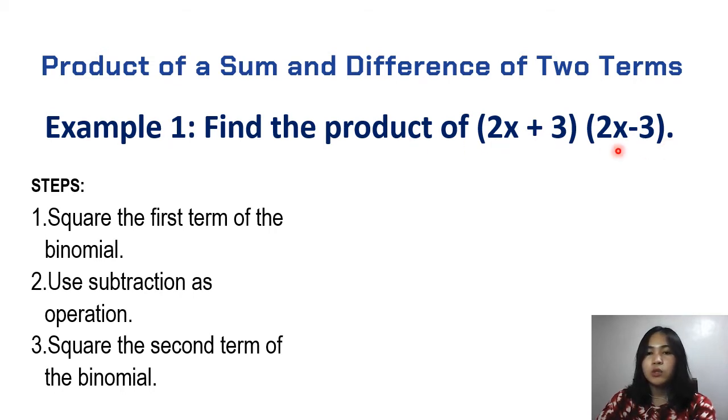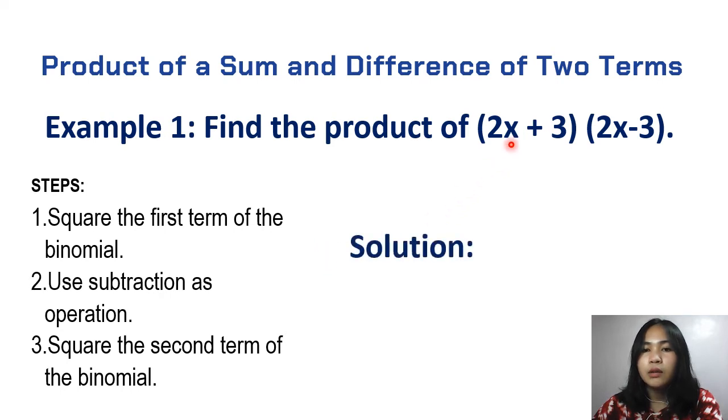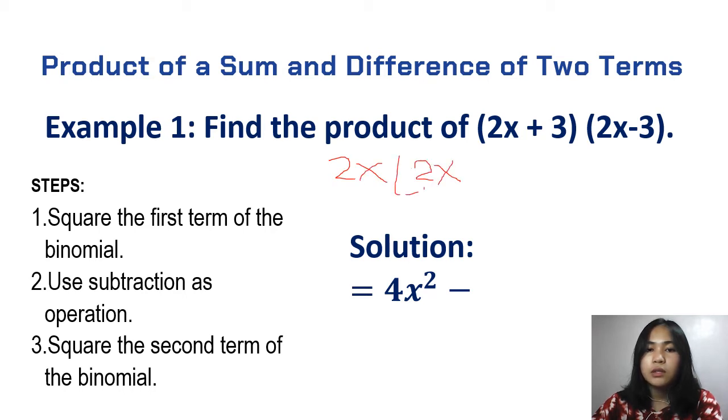So, first, if we're going to find the product of this given, what is our first term? We have 2x, and our second term is 3. So, square the first term of the binomial. We square 2x. So, it becomes 4x squared. Because we have 2x multiplied by 2x, it becomes 4x squared.